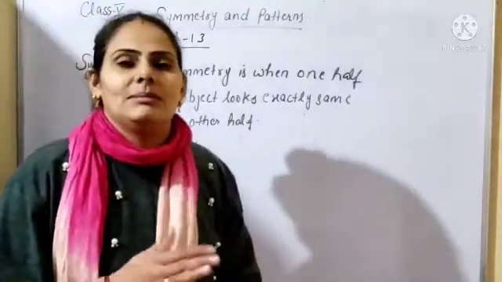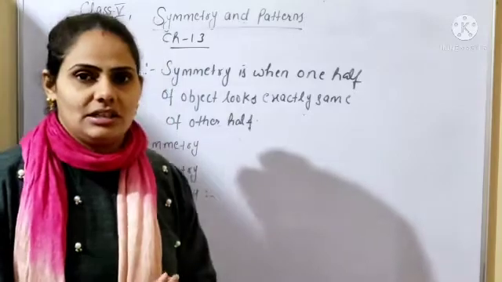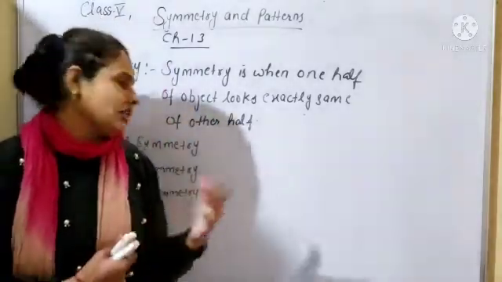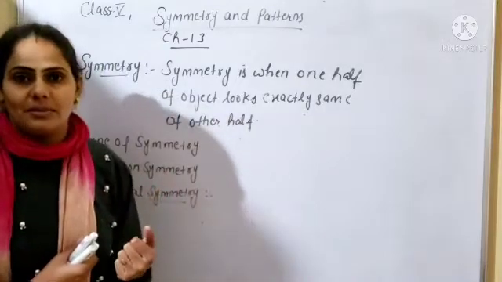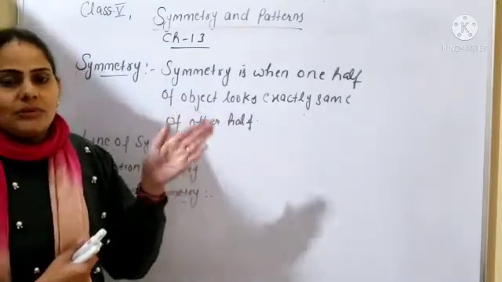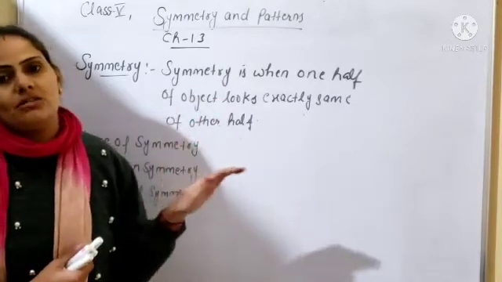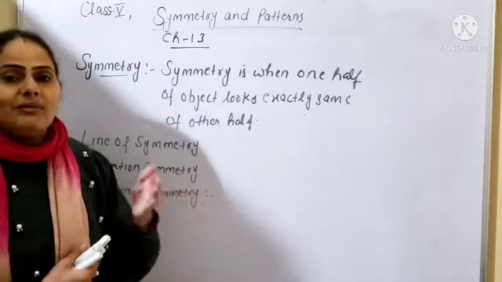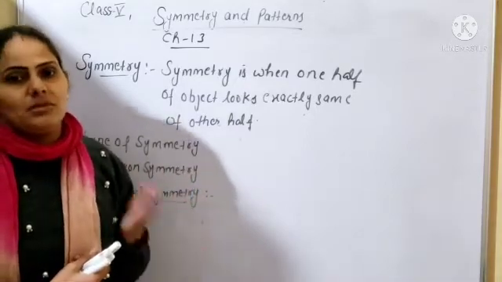And if you divide the object in half by both a horizontal and a vertical line and you get the same picture, it means there are two lines of symmetry. Like that, if you divide it into two parts along the diagonal and both parts look the same, you can say it is a diagonal line of symmetry. So there can be one, zero, or more than one line of symmetry.